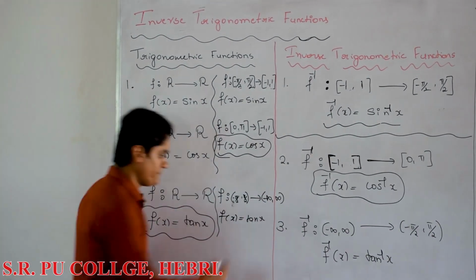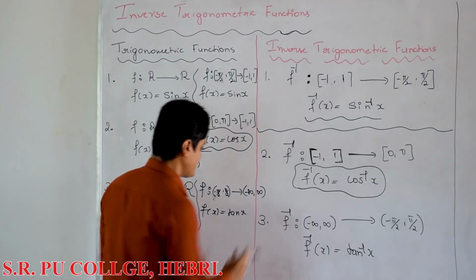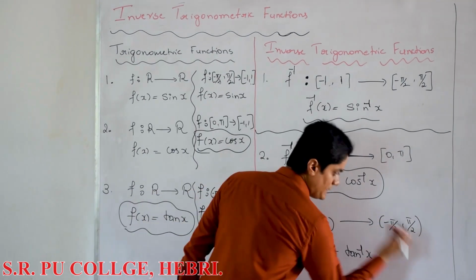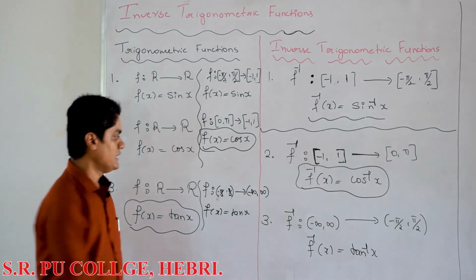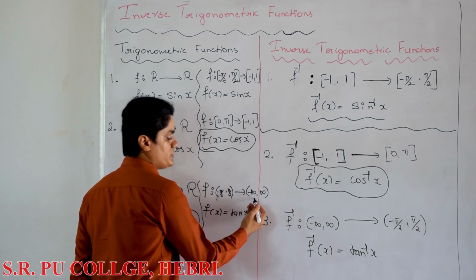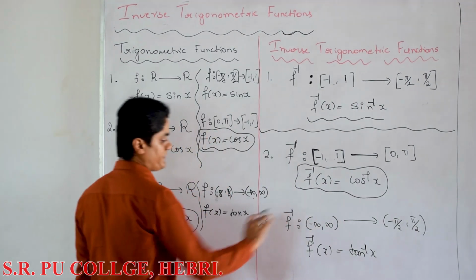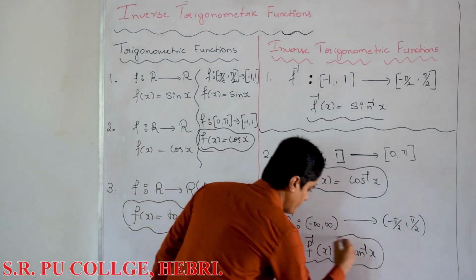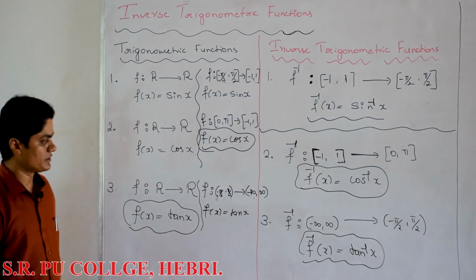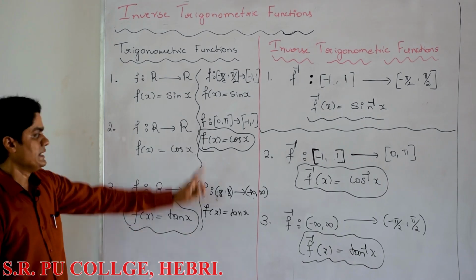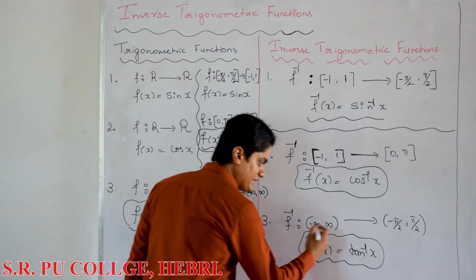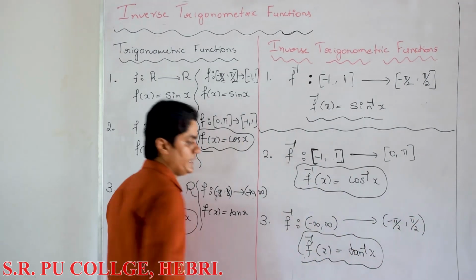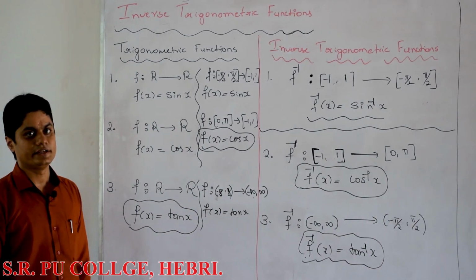As usual, to define its inverse, first of all you have to interchange its domain and range. What is the domain here? Minus pi by 2 to plus pi by 2, and it will become the range. The codomain, minus infinity to plus infinity, will become the domain of its inverse, defined as f inverse of x equal to tan inverse of x. So how to define tan inverse of x? It's a function f inverse from minus infinity to plus infinity to minus pi by 2 to plus pi by 2, defined by f inverse of x equal to tan inverse of x.